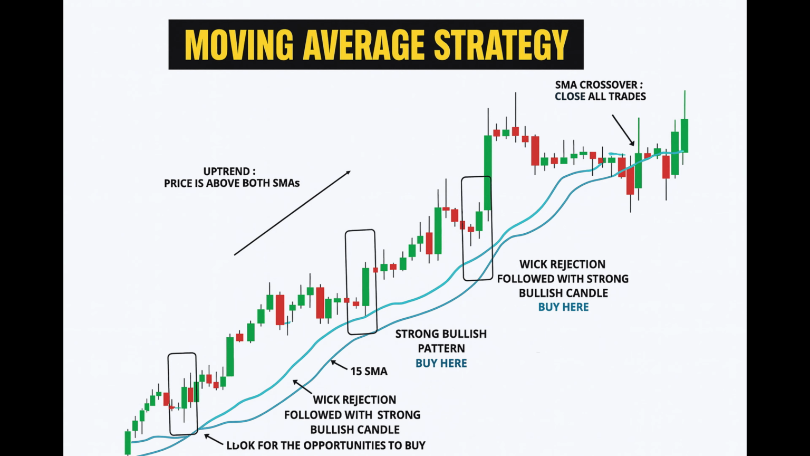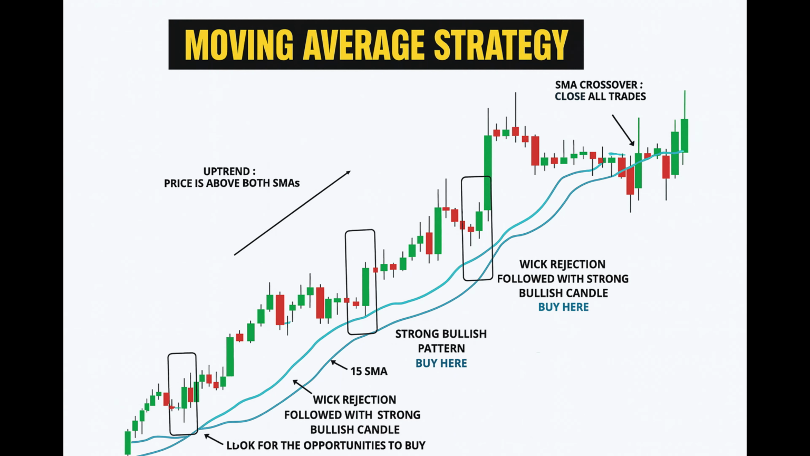During the trend, the chart highlights moments when the price pulls back to the moving averages, forms a wick rejection, and then prints a strong bullish candle. These moments are considered ideal buy entries because they show that buyers are defending the trend. The chart also marks areas where a strong bullish pattern appears directly on the moving averages, giving another reliable entry point. As long as the price remains above both lines, the uptrend stays intact.